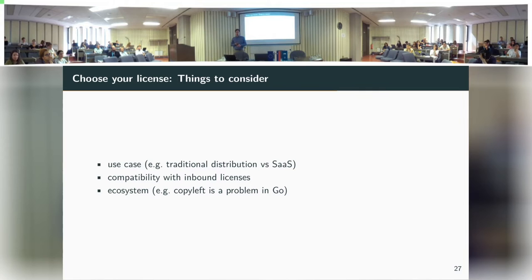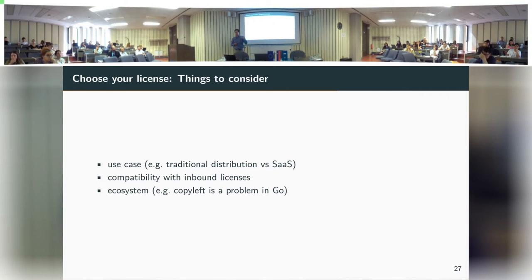So the things you need to consider are the use case, as I said, whether it's a traditional distribution or you think it's going to be used as a SaaS. Also you need to make sure that your license, your outbound license, is compatible with your inbound licenses, and that the inbound licenses are compatible with each other. It also makes sense to consider which ecosystem you're going to launch into.